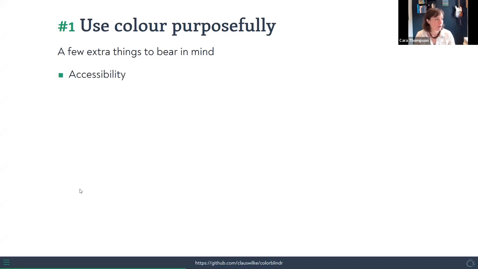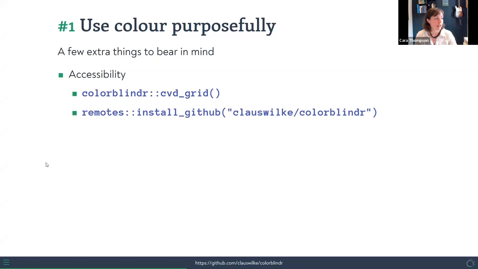So we've got things to bear in mind: accessibility. You can test what things look like. You can simulate different levels of colour blindness using a package called colorblindr. It's not available on CRAN, but it's available on GitHub. And if you go to, again, the talk page on my website, you can follow the instructions for how to install that using remotes.